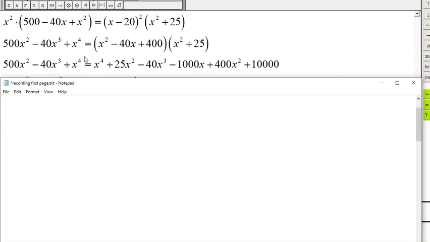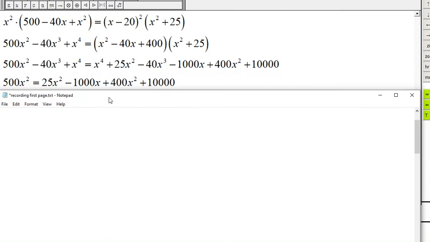And then right here we have an x to the fourth on the left, and an x to the fourth on the right. So we subtract x to the fourth on both sides, and this will drop out. We have minus 40x to the third on the left and minus 40x to the third on the right. So we add 40x to the third to the left and to the right, then this and this will drop out. And so this is what's left.